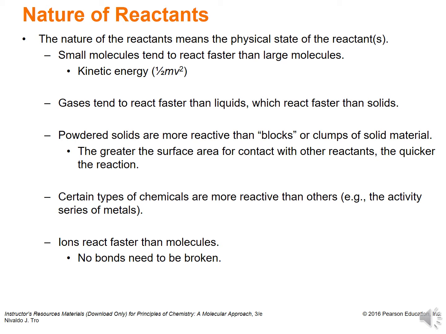Finally, ions react faster than molecules. You don't need to break bonds like you do in the molecules. The ions are ready to react and find other ions and make, in most cases that we study, some solids, right? Precipitation reactions of ions. So there you have it, a brief run through of the nature of reactants and how that affects chemical kinetics by affecting the ability to react.